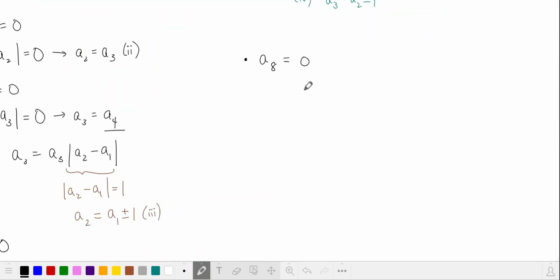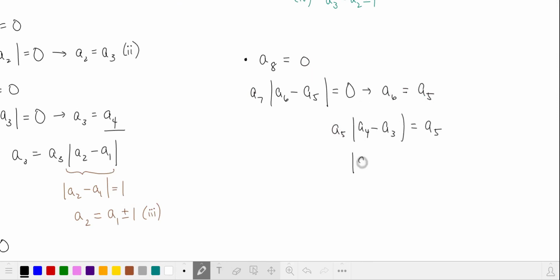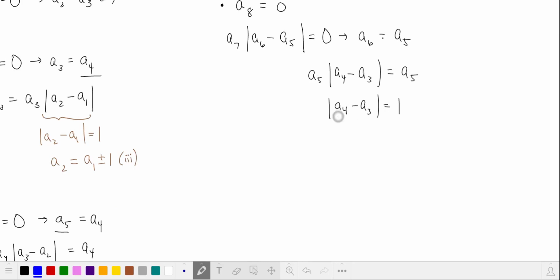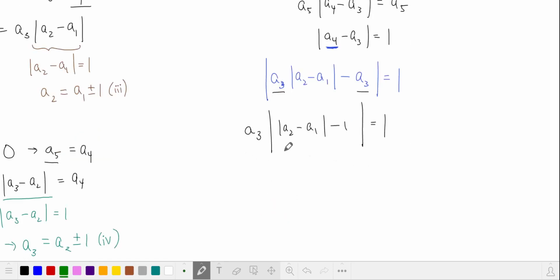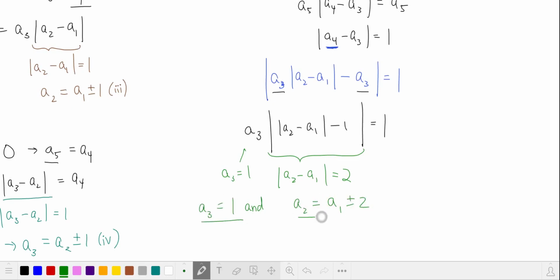When that's equal to 0, we'll substitute. This gives us a6 equals a5, and we'll substitute again. The second factor is equal to 1, and we'll substitute again for a4. Our starting ordered triples are all positive, so we can factor out a3 and pull it outside of the absolute value sign. We have two factors whose product is 1, so we have to have a3 equal to 1, and then this second factor is equal to 1, which means inside the absolute value sign, a2 minus a1 must be equal to 2. And algebraically, this means a2 is a1 plus or minus 2. So both of these need to be satisfied, and we'll call this condition 5 and add it to our list.